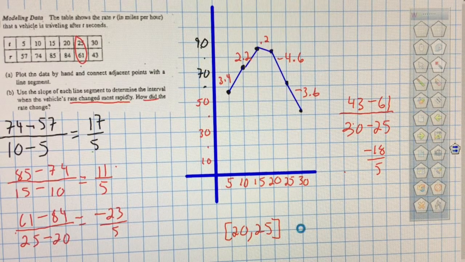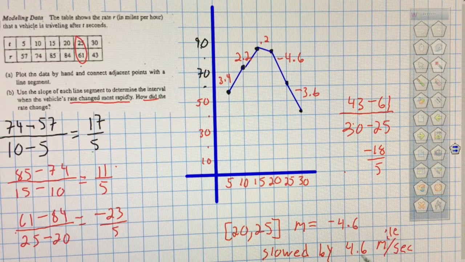And how did the rate change? It was a slope equal to negative 4.6, or decreased. It went down by 4.6 miles per second. Slowed by 4.6 miles per second. I might have to put the word miles there.